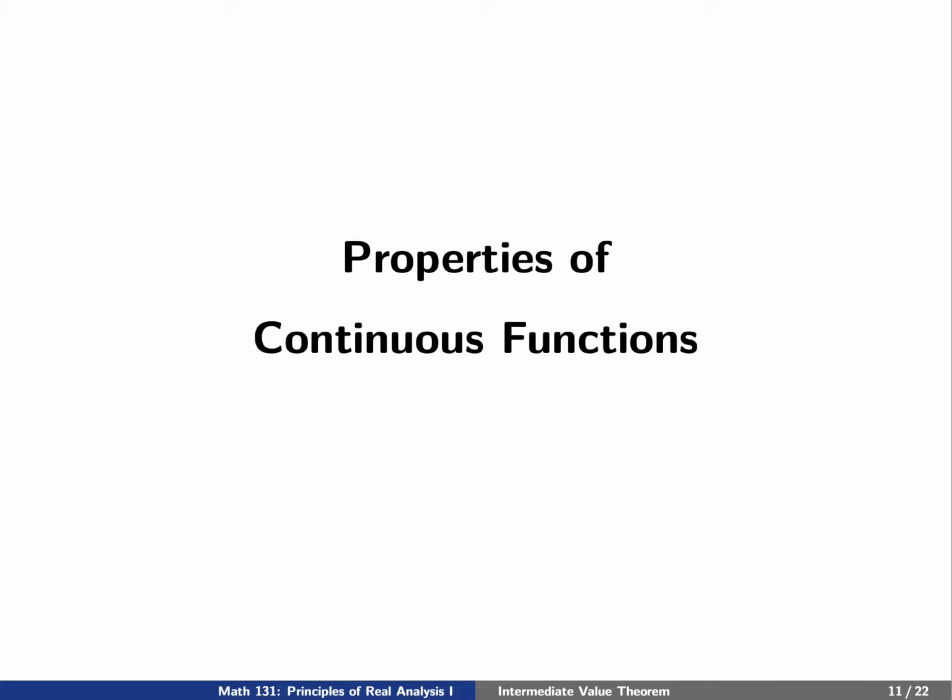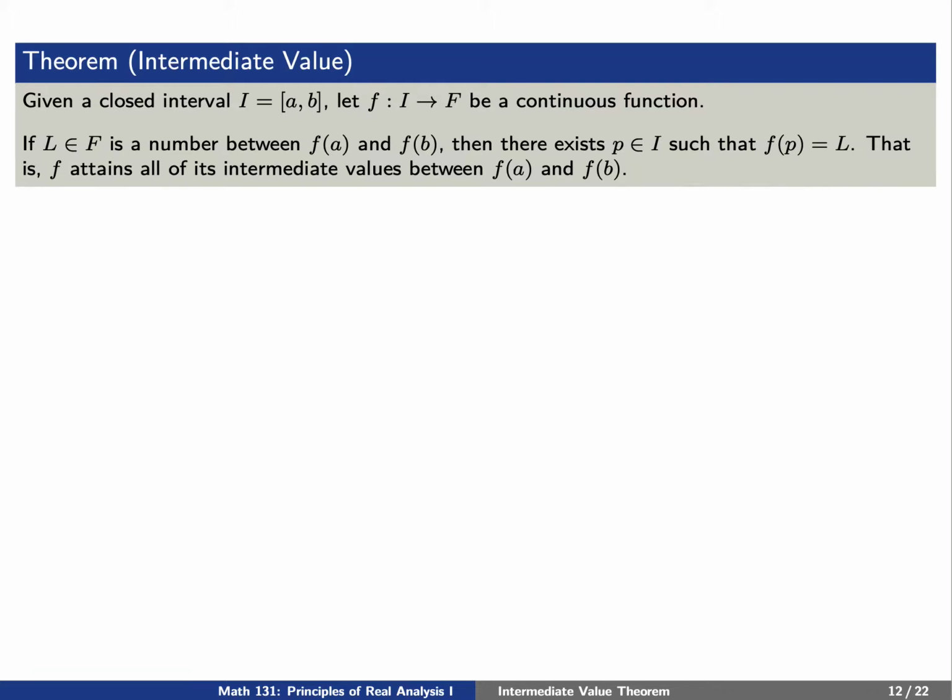Today we're going to talk about some properties of continuous functions. In particular, we'd like to talk about three specific theorems. The first of our three is what's called the Intermediate Value Theorem. Let's assume that f is a continuous function on a closed interval I from a to b. Choose L to be any number in our ordered field that is between f of a and f of b. Then there exists a p such that f of p equals L. That is, f attains all of its intermediate values between f of a and f of b.